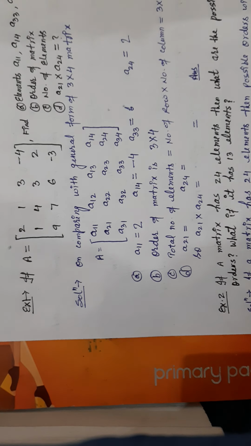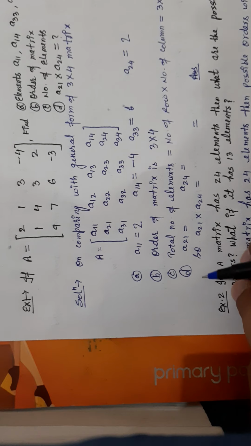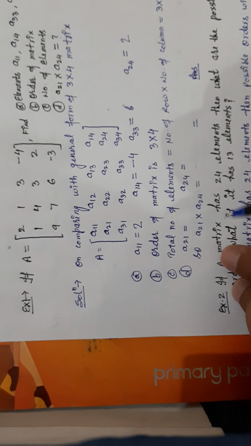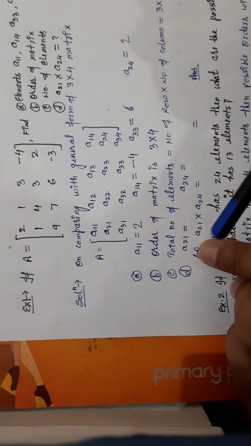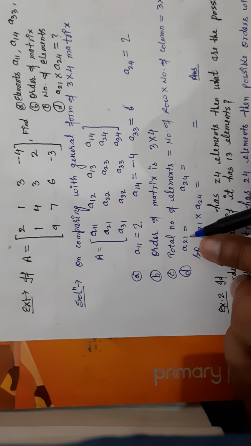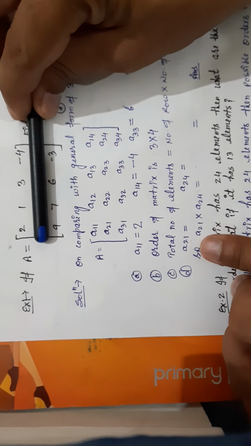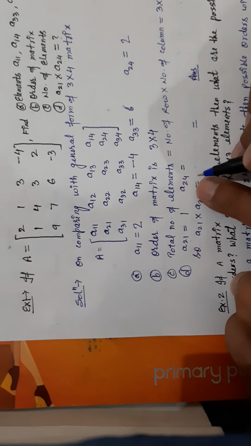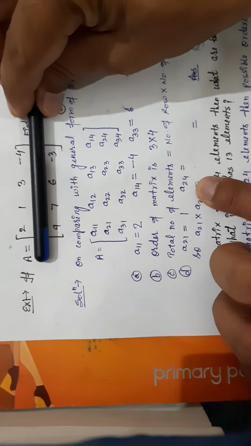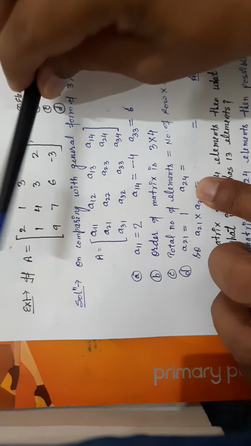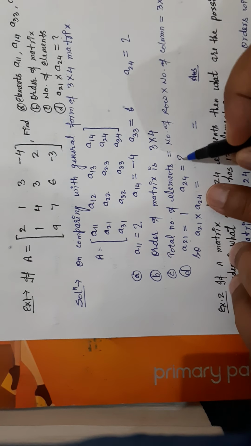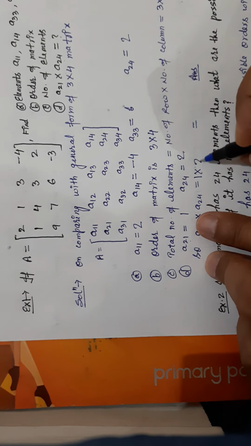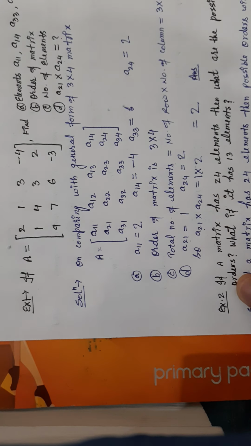It's okay. Come to the next part. We have to find the product of A21 into A24. So firstly we will find the element A21. A21 means second row and first column. Element will be 1. Is it clear? Now A24. Second row and fourth column, element will be 2. So A21 into A24 will be 1 into 2 equals 2. That is our final answer.